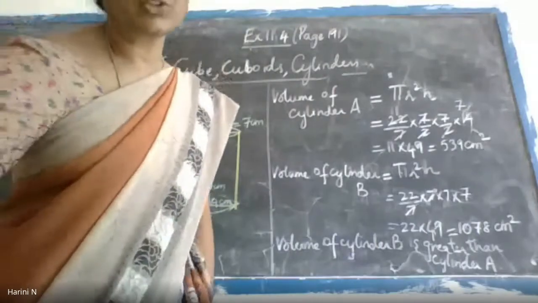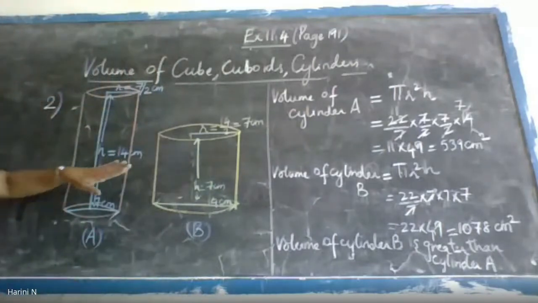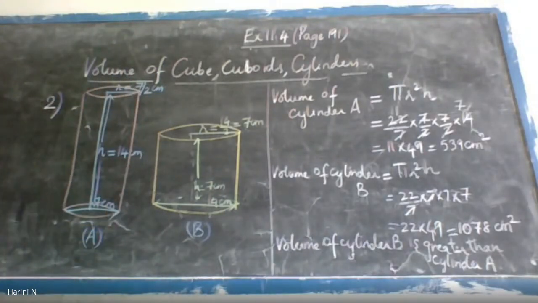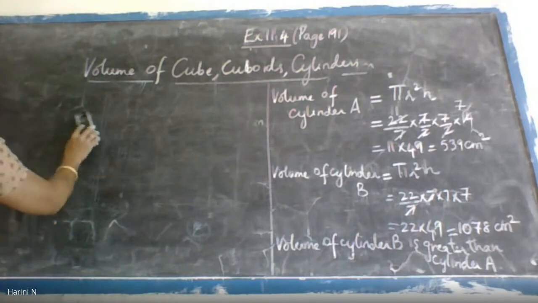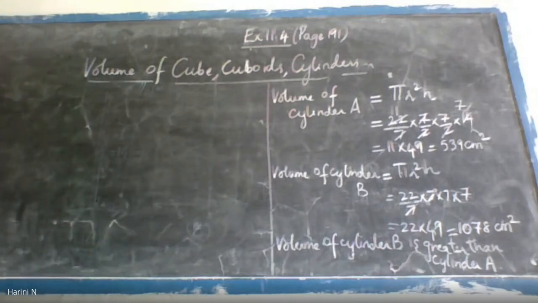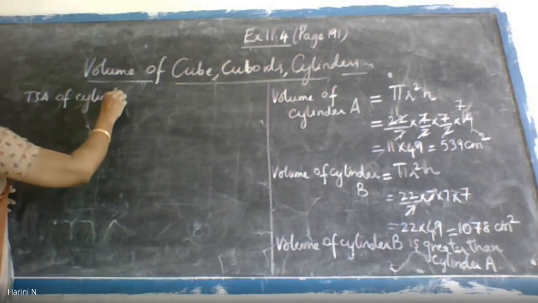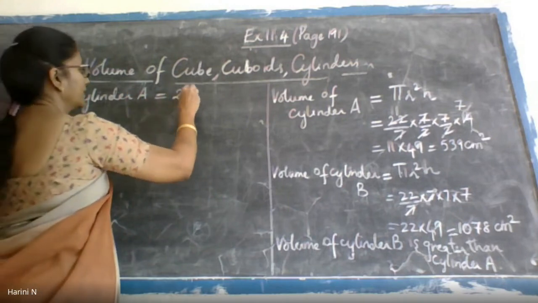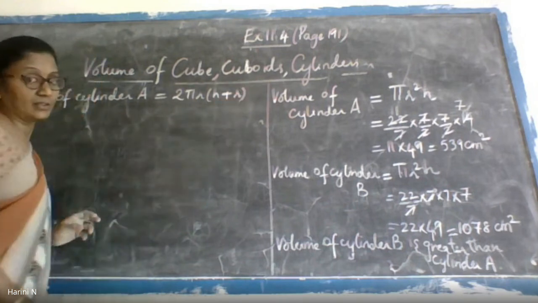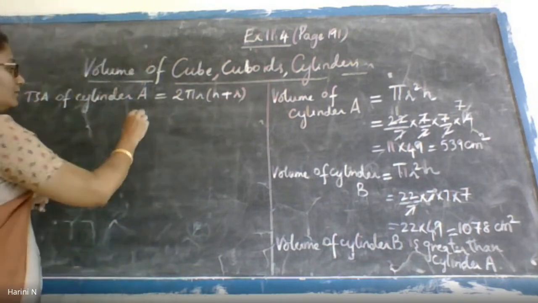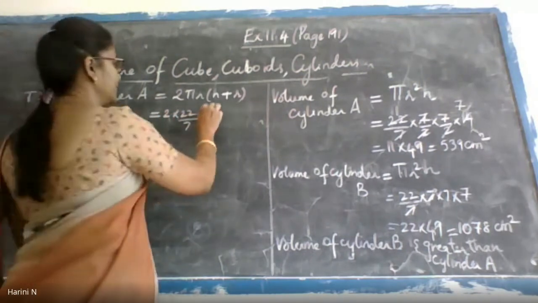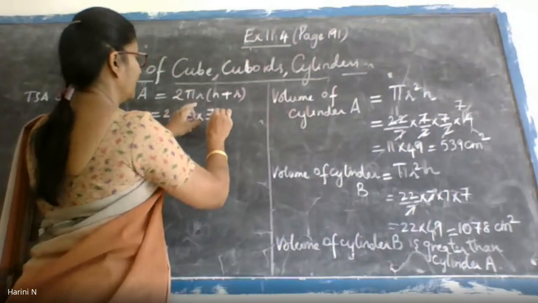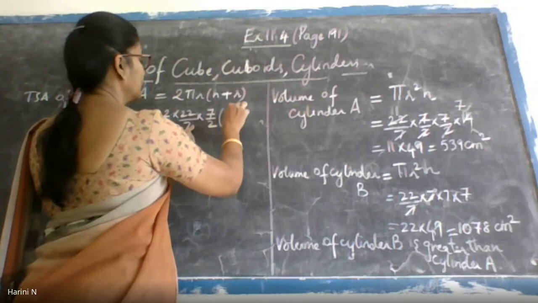Okay, yeah. So now we will go and calculate the TSA of both the cylinders. Can I clear this part of the board, the diagram? Okay, now we'll go find out the TSA of cylinder A and cylinder B also. So let me do that. TSA of cylinder A: 2 pi r times h plus r. I am writing the formula every time, so I expect you also to write it. So substitute 2 pi. Radius for cylinder A is 7 by 2. 2 pi r, then h is 14, r is again 7 by 2.